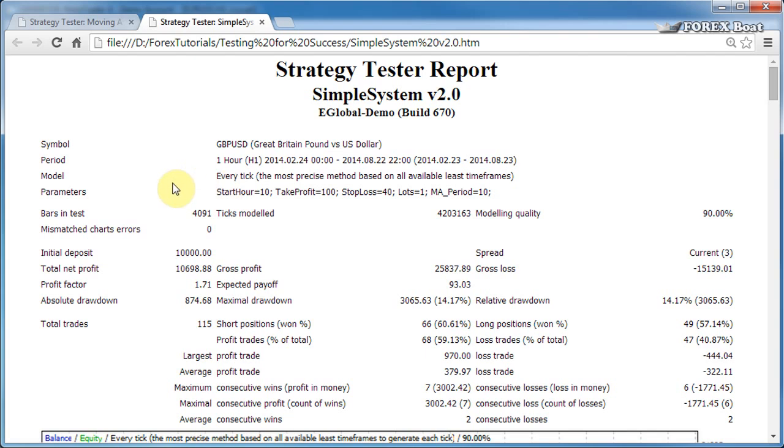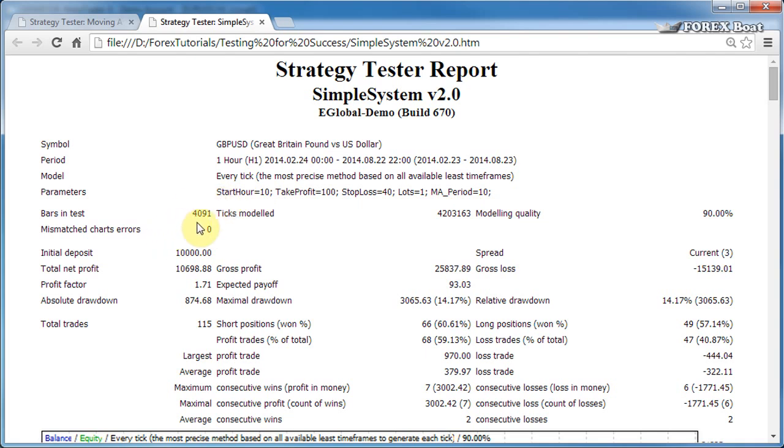Next, the model is one of the three models that we discussed in the previous tutorial. In this case, I chose the every tick model. The parameters is the list of parameters for the trading system. This line will always be unique to every Forex robot, and in this case the simple system takes 5 parameters, which we will discuss in more detail in the coming tutorials.